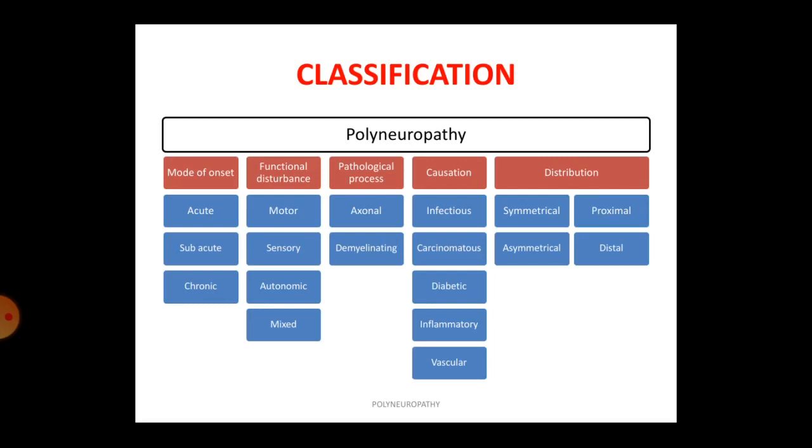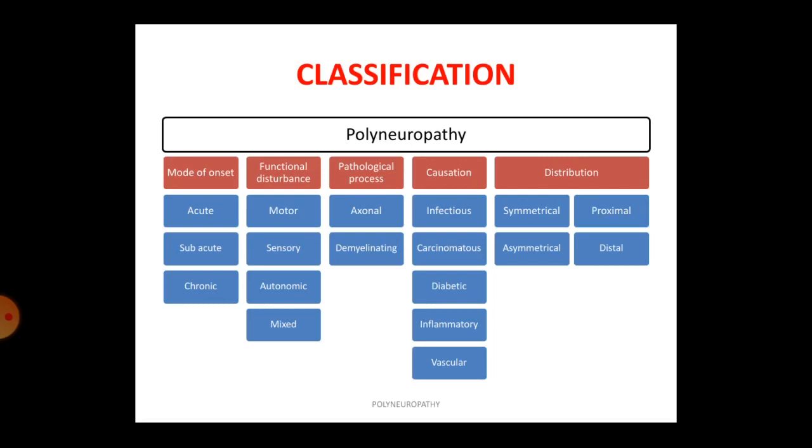Based on distribution, that is also classified in two ways, whether the polyneuropathy is symmetrical or asymmetrical. Symmetrical means it is the same on the right as well as the left side. For example, Guillain-Barré syndrome is the best example of symmetrical polyneuropathy. And asymmetrical means multifocal mononeuropathy, like my right side may have median nerve involvement, and the left side may not have it. Clear? So it is asymmetrical.